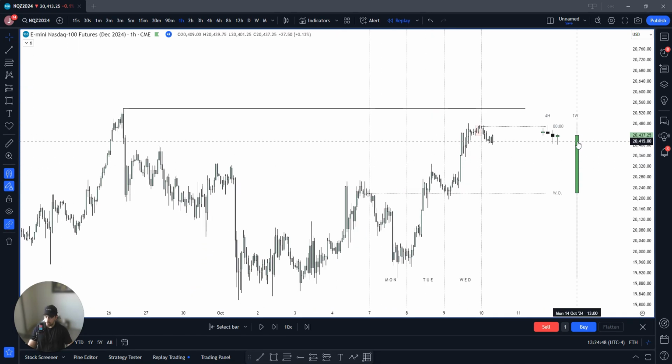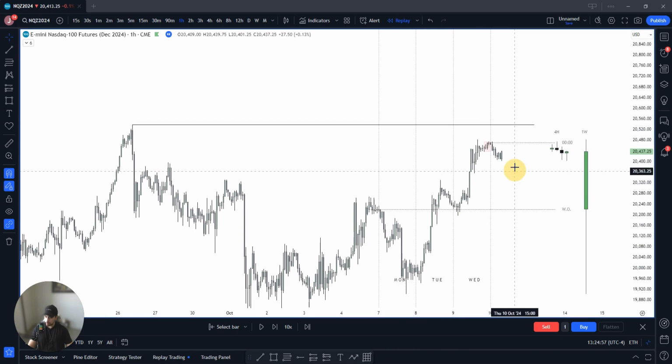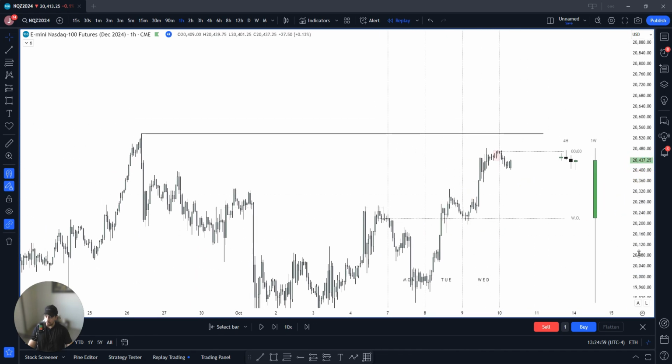Okay, so I turned on the weekly candle here, so you can see how the weekly candle opens lower. We have an SMT divergence on Tuesday, so it's a classic Tuesday low of week. We've been expanding higher, so the weekly profile is bullish until proven otherwise.